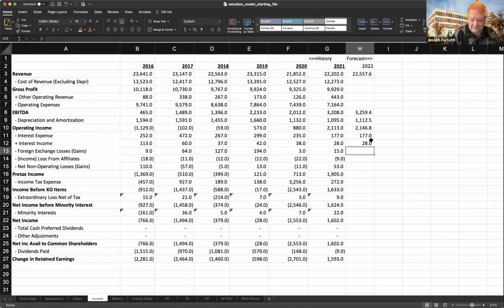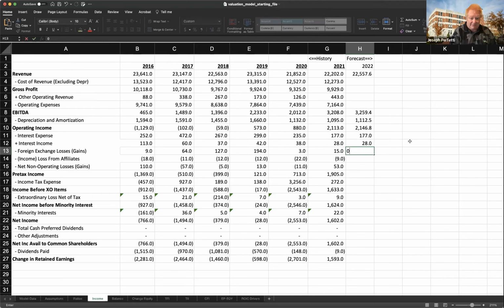Equals 28 million. So equals G12. FX gains or losses, 0. I don't know what the currency is going to do in the future. Neither do you. So I don't know whether the currencies are going to have good or bad impacts on a company's FX gains and losses. So therefore, we're not going to forecast them. We're going to put them at 0.